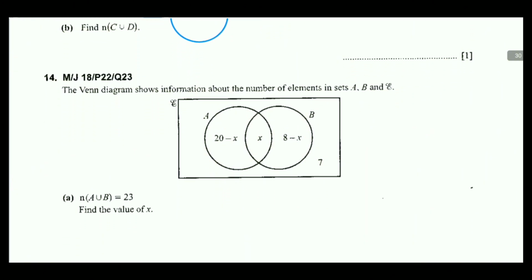Question 14. The Venn diagram shows information about the number of elements in set A, B and universal set. Number of A union B is equal to 23. Find the value of x. Now here you can see the values are already given. So what we have to do, same method we will use. Number of A union B means sum of all these numbers. Sum of all these numbers: 20 minus x plus 8 minus x is equal to 23.